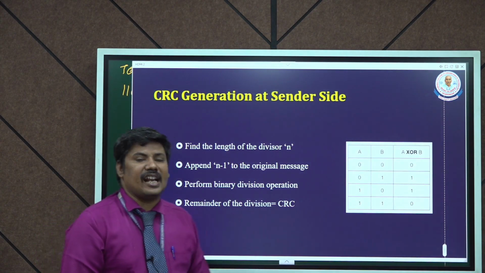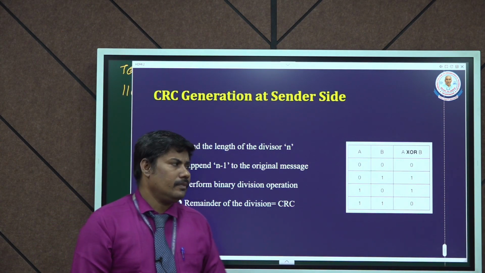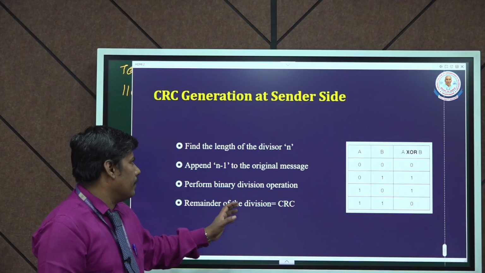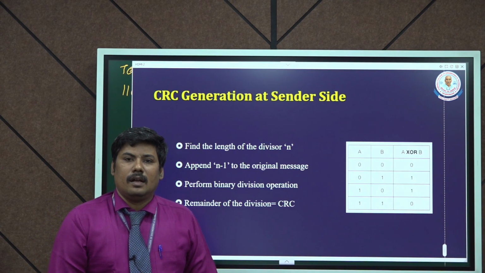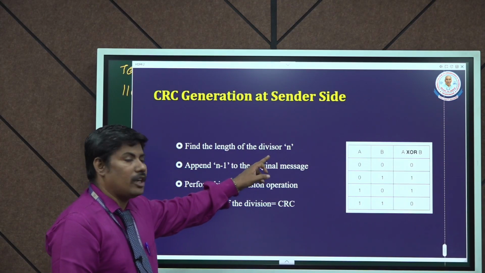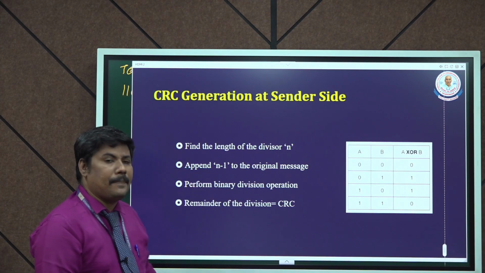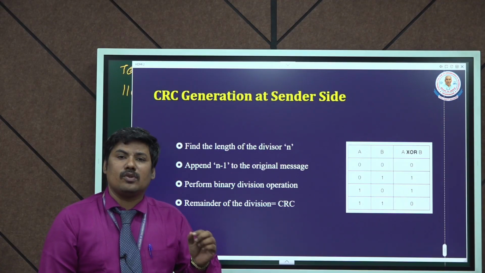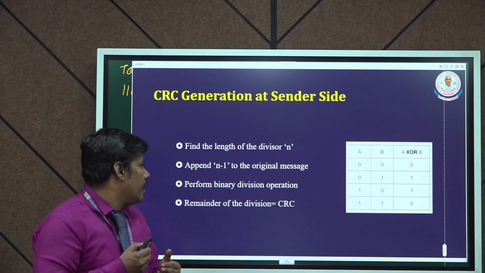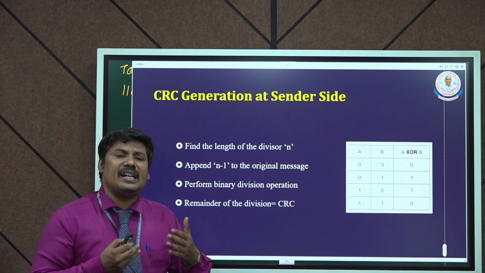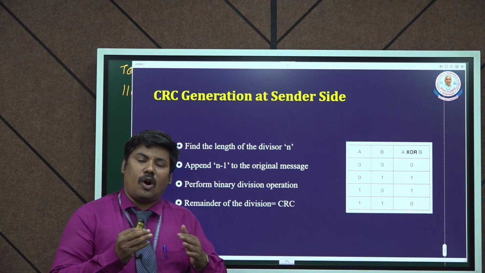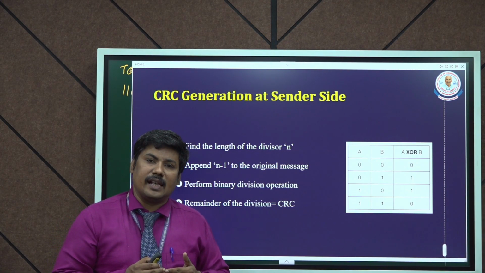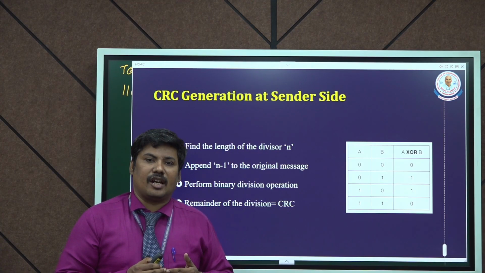Then CRC generation at the sender side. First, find the length of the divisor value, which will be denoted as n. Then append n minus 1 zeros to m of x. Then perform the binary division operation. The remainder of the division is finally the cyclic redundancy check code.